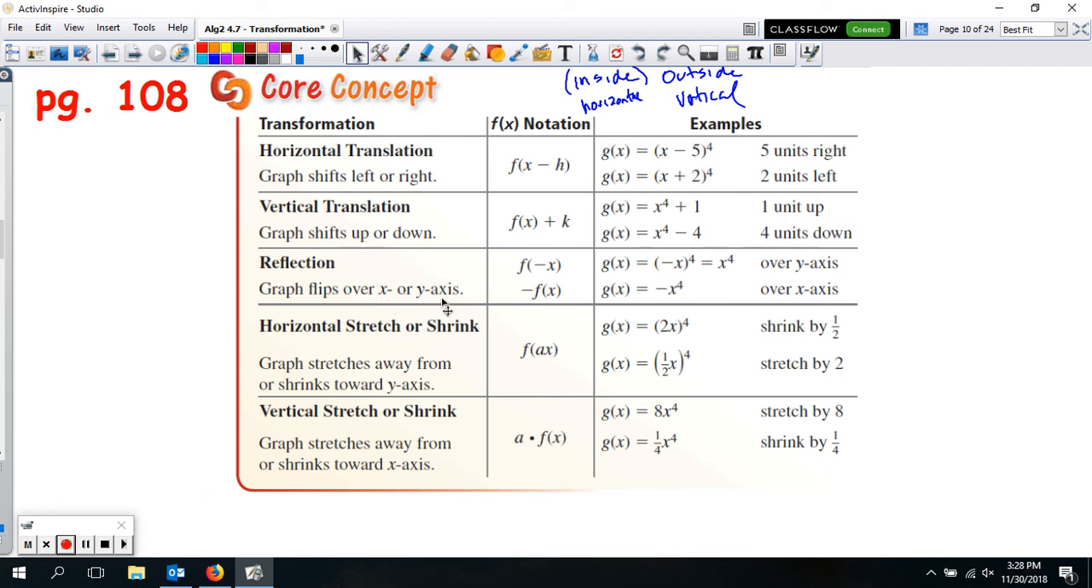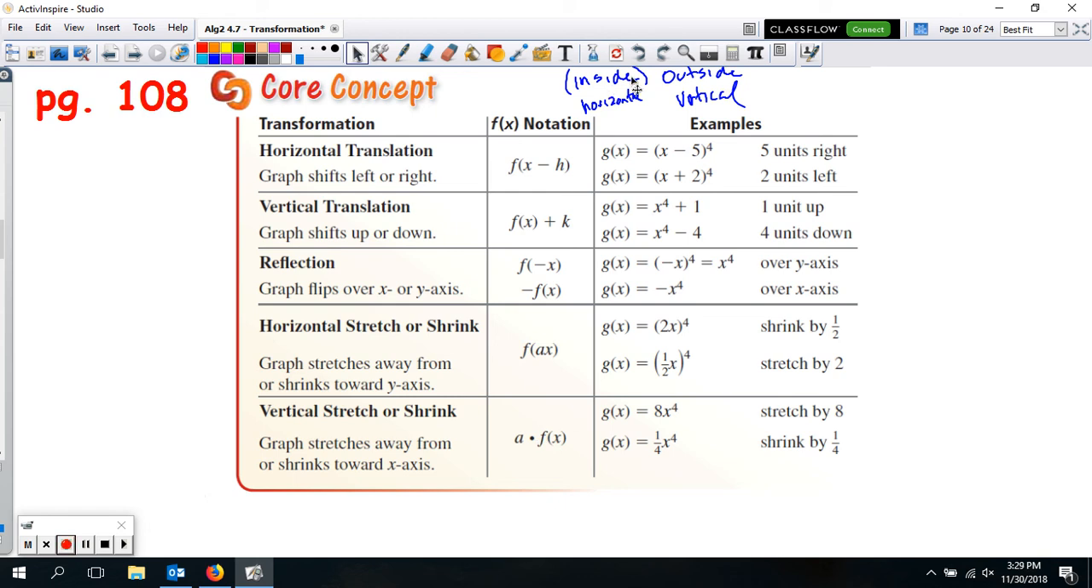If it's in the x-axis, it's going to be applied to the entire function, times the entire thing. If it's the y-axis, it's just going to be x only. And then our horizontal and vertical stretching and shrinking, which is your a number. The reflection could be an a number as well, it just means a is negative on this one. But here's an a number other than 1 for horizontal or vertical stretching or shrinking.